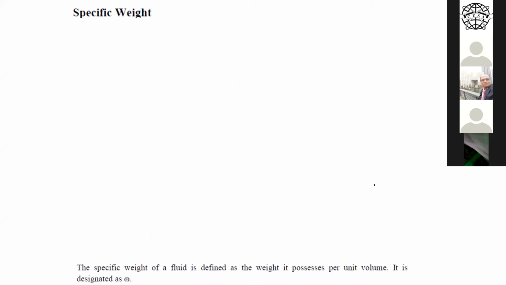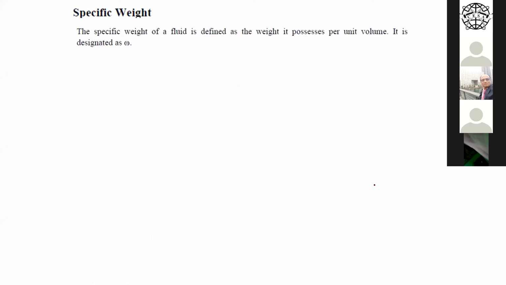Now you also have specific weight. So what is specific weight? Specific weight is the weight that it possesses per unit volume. Weight is nothing but a force unit. How is weight expressed? Weight is expressed in newtons, and the volume is expressed in meter cube. So this is how you write the units: Newton per meter cube.